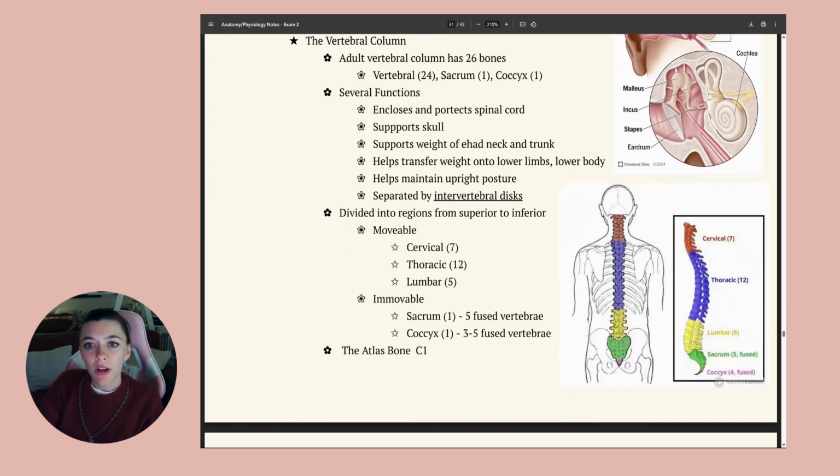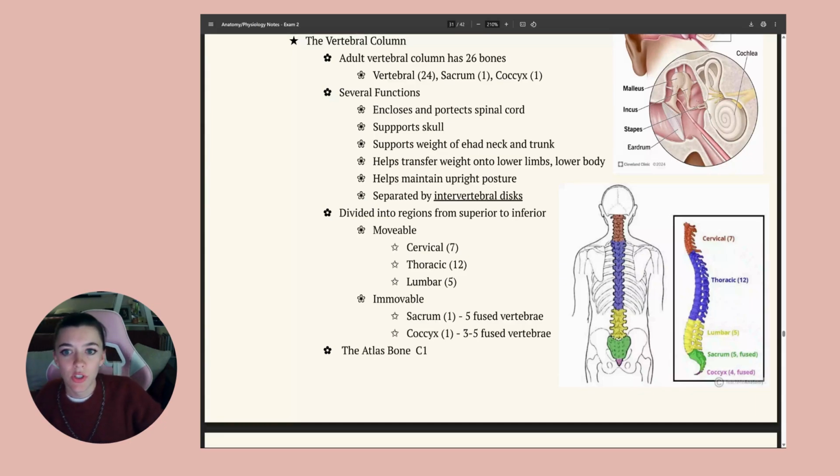Next, your vertebral column. Now, your vertebral column has 26 bones. You have 24 vertebrae, 1 sacrum, and 1 coccyx. I'm not quite sure about that one because there's 7 cervical, 12 thoracic, 5 lumbar. That's 24, and then 5 sacrum and 4 coccyx. So I guess for my test, it's 26, but that might not be the same case for everybody.